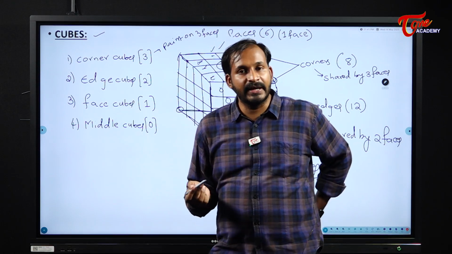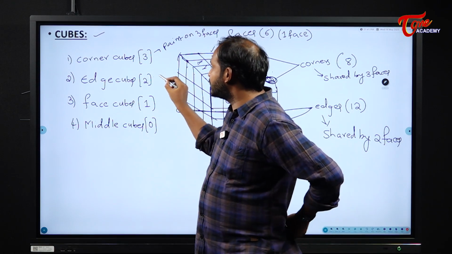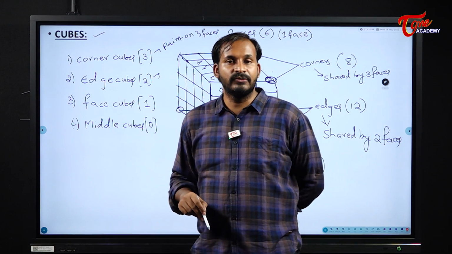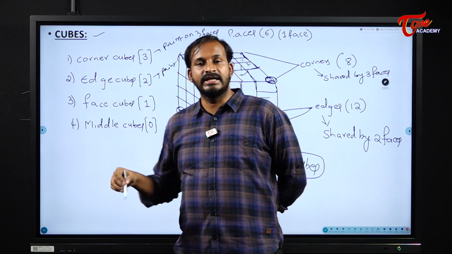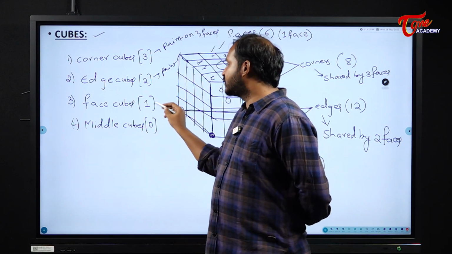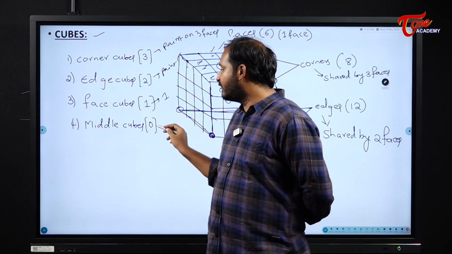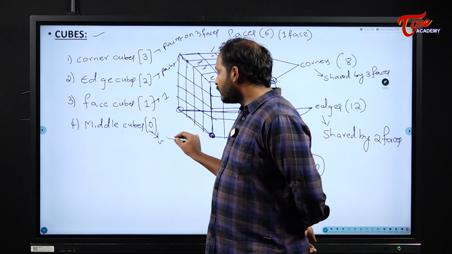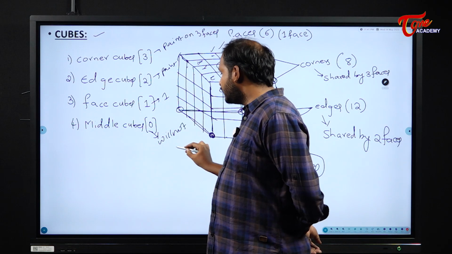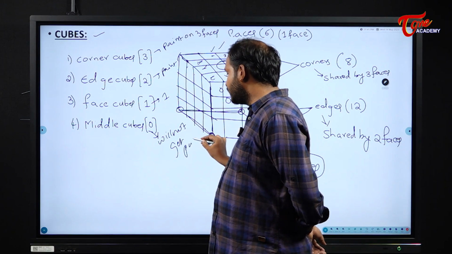How many cubes will get paint on 2 faces? The cubes which are present on edges. Edge cubes will get paint on 2 faces. Why? Because they are shared between 2 faces. And the face cubes will get paint on only 1 face, and the middle cubes will not get paint at all. Now see here, students.